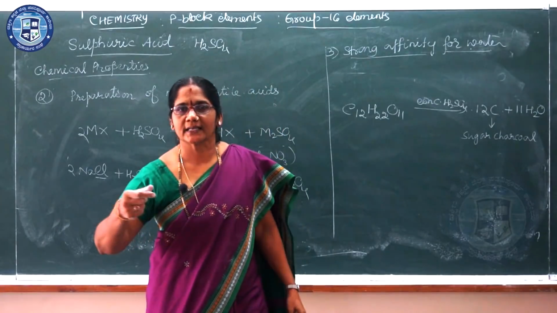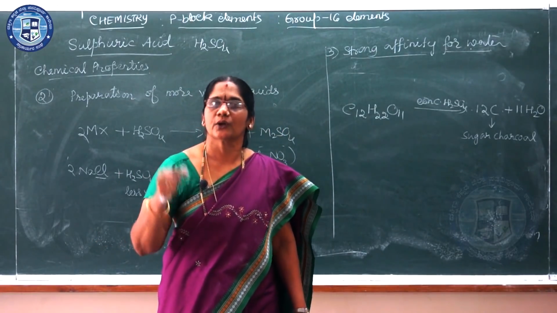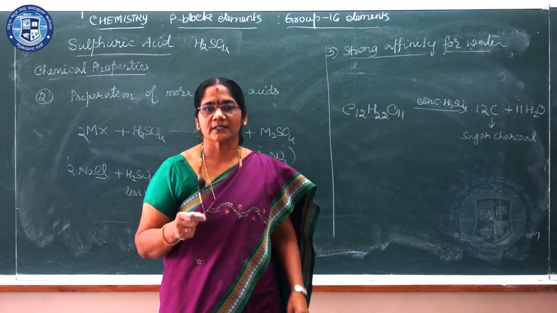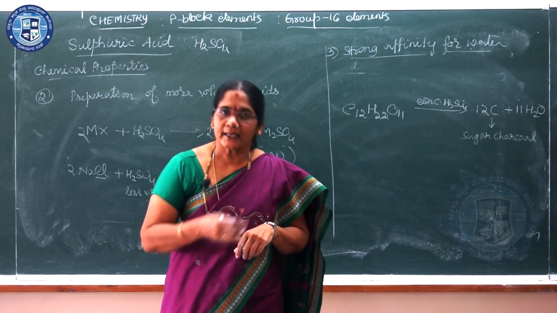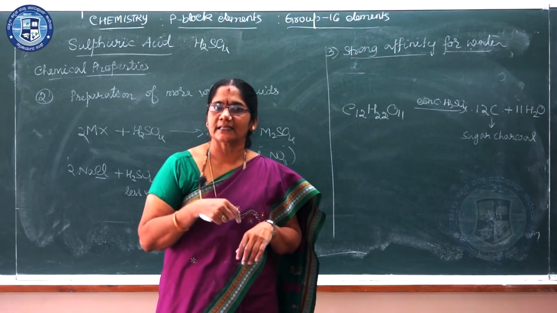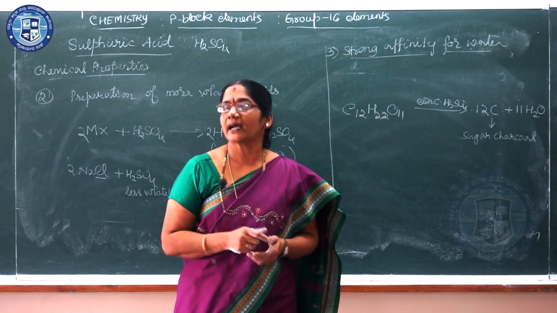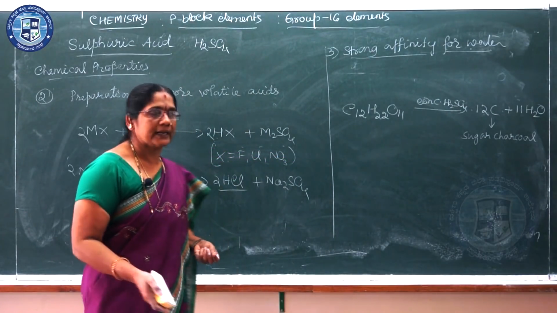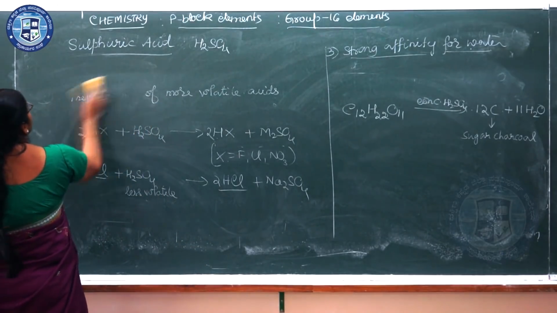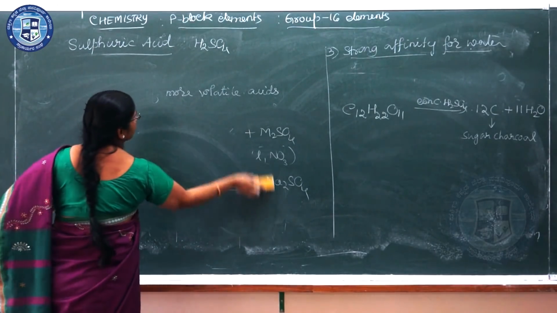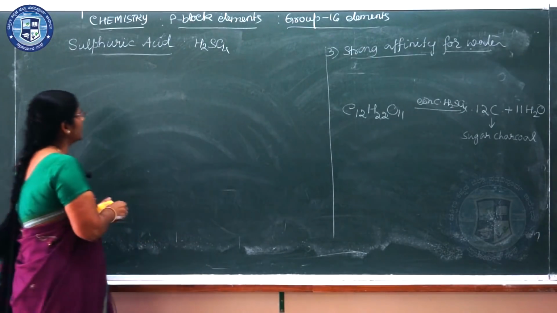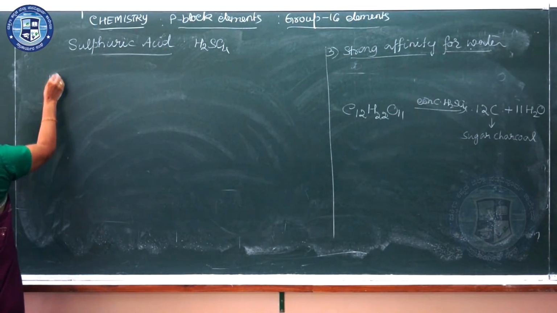So when you deal with sulfuric acid, you have to be very careful in the laboratory, because if it falls on your skin, it removes all the water molecules and the skin gets charred. So you have to be very careful. So these are some of the reactions, and there is one more reaction left, the oxidizing nature.